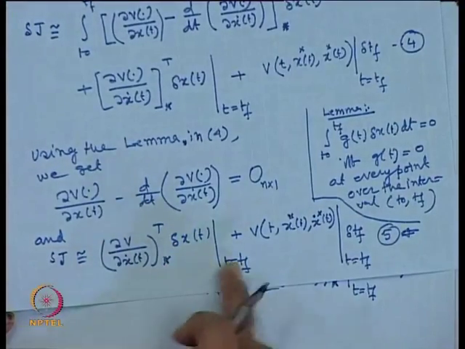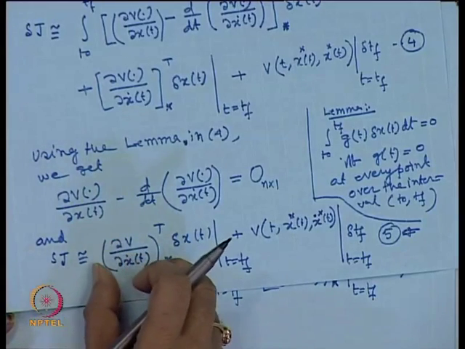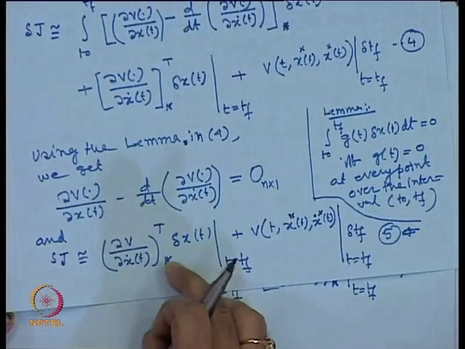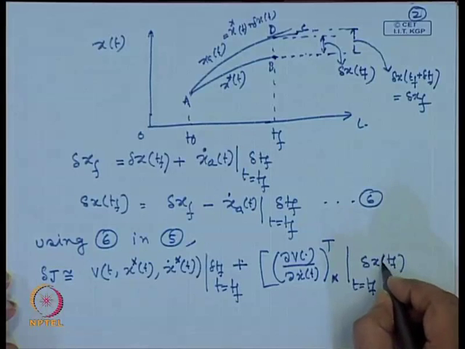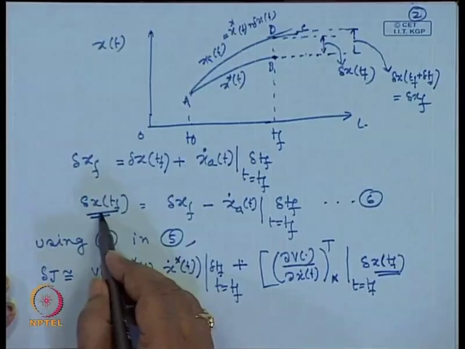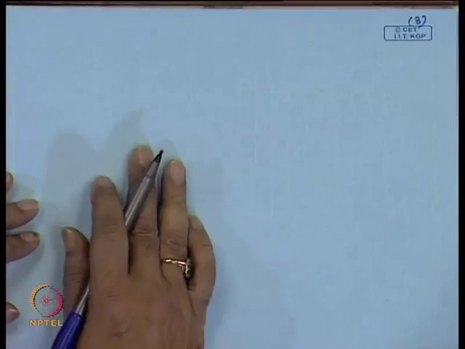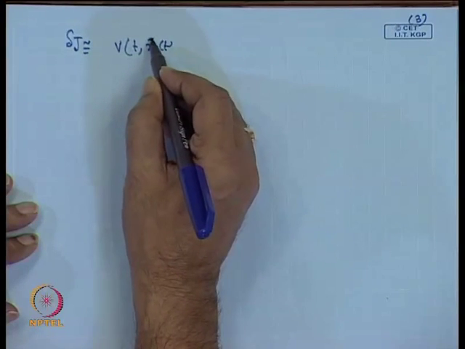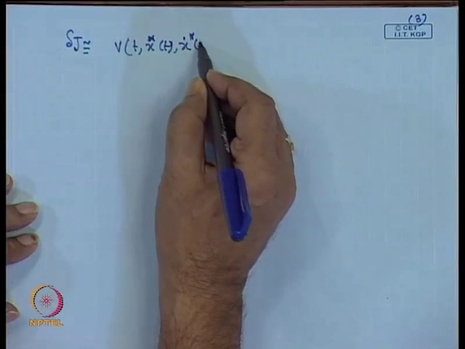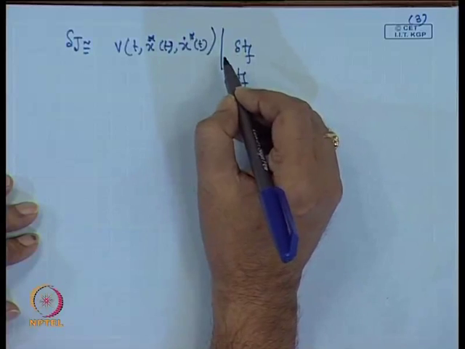This thing, I first put the value of this one, then you can put this value at t equal to t_f in the gradient of V with respect to x dot, its transpose, multiplied by delta x at t equal to t_f, that is what we did. Then in place of delta x(t_f) I will put this value here. So, if you use this value, delta J will be nearly equal to V_t(x*(t), x dot*(t)) at t equal to t_f, into delta t_f, that is the first term as it is.